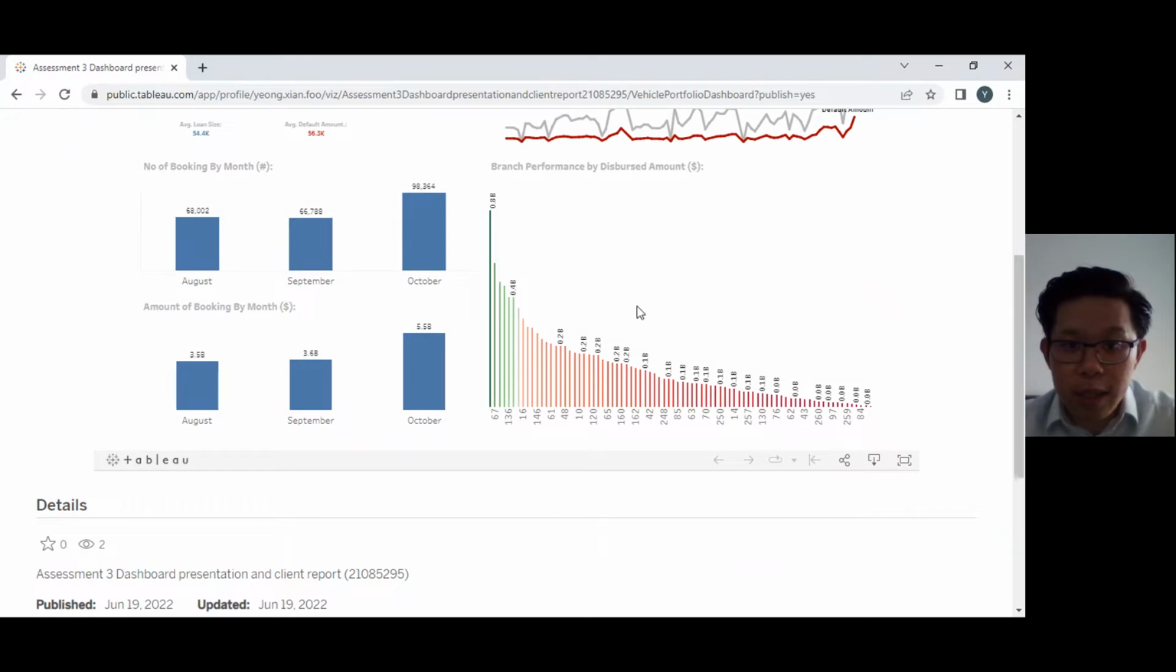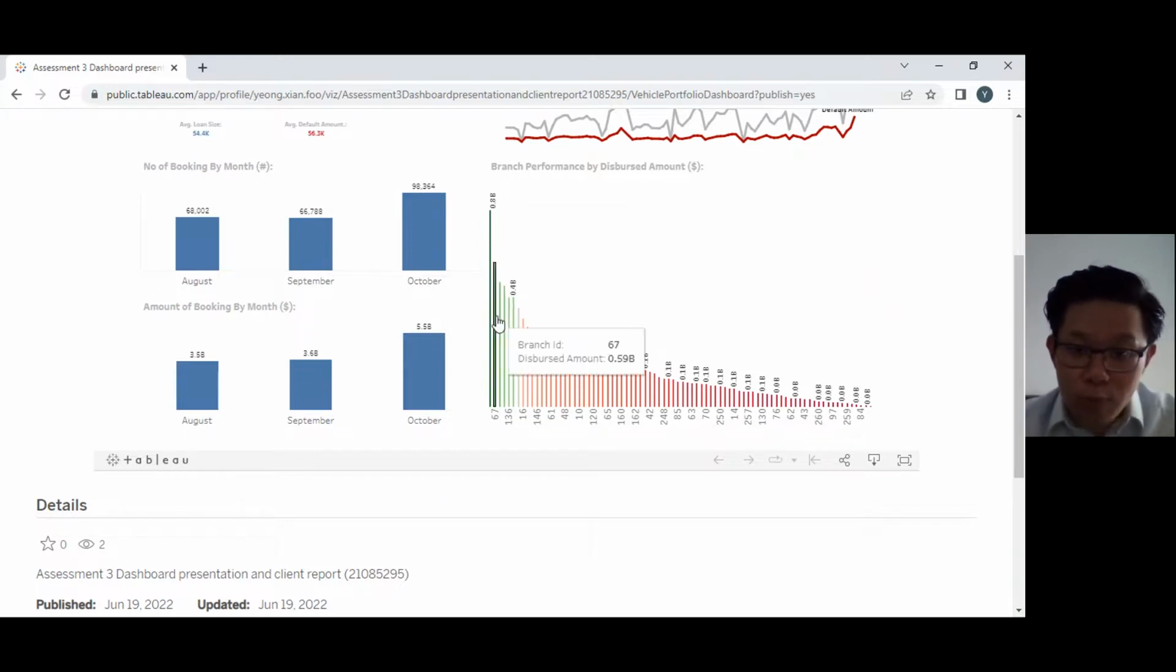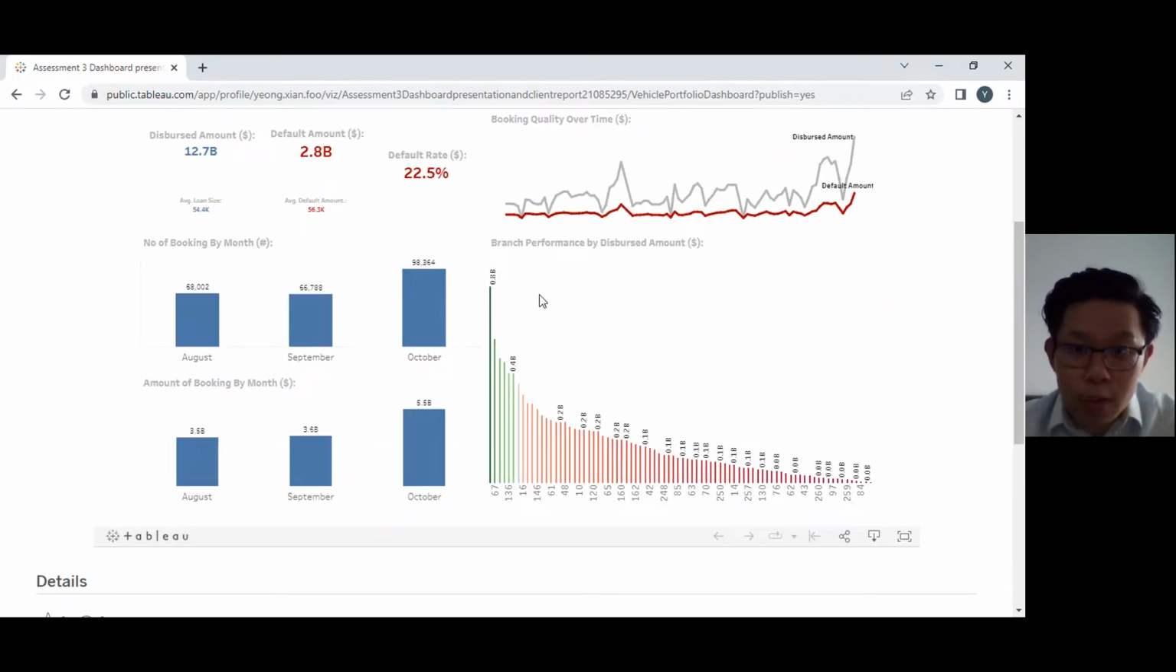So here we can see the branch performance by disbursed amount. For the top three branches that disbursed the most are branch ID 2, branch ID 67, and branch ID 5. So this indicates that we should put more focus on these branches to increase the volume to make the company earn more.